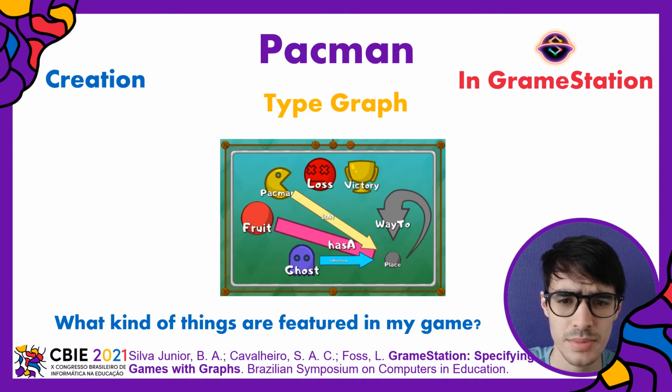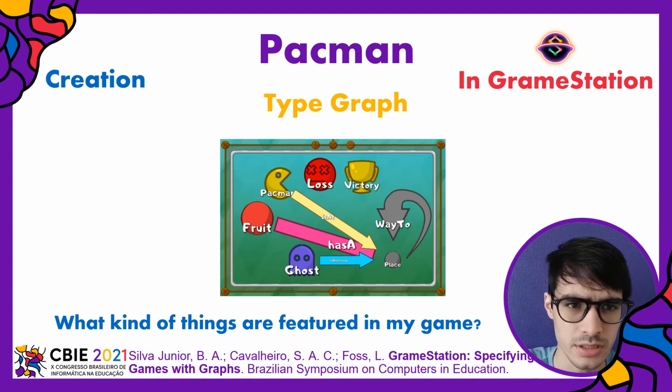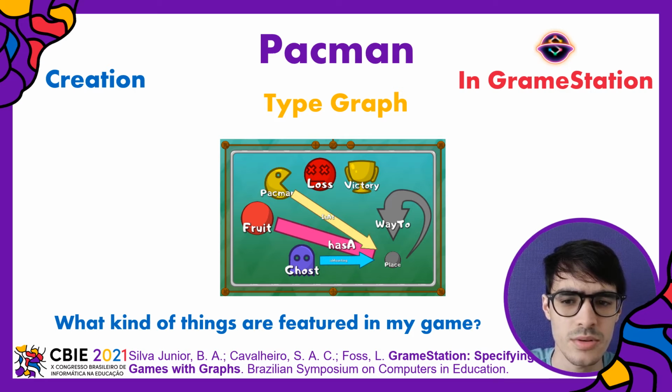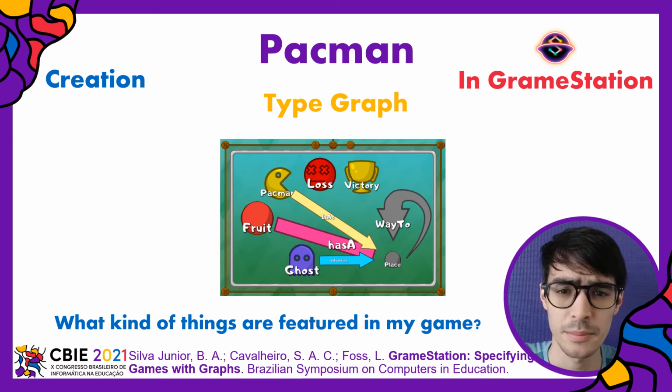The second step is to think, what kind of things are going to be featured in my game? What are going to be the characters, the objects, and more importantly, because it's a graph, how is the relationship between these things? Example, for the Pac-Man game, we need to feature the Pac-Man, ghosts, fruits, places where they pass through, and thus all of them must at least stand in relation with the place they are at, because being there is a relation itself.